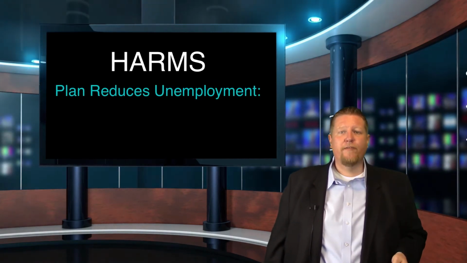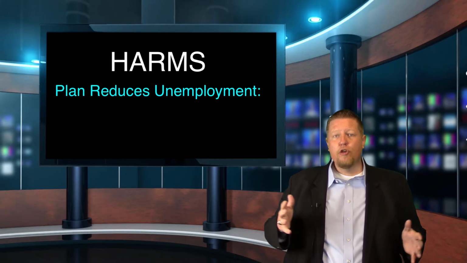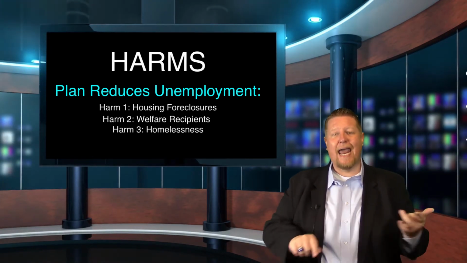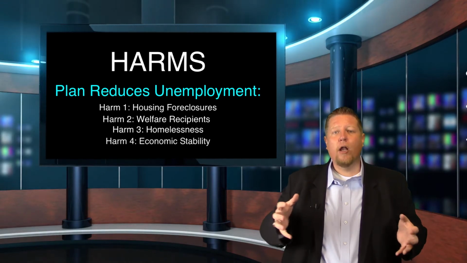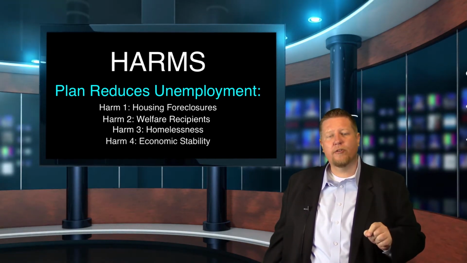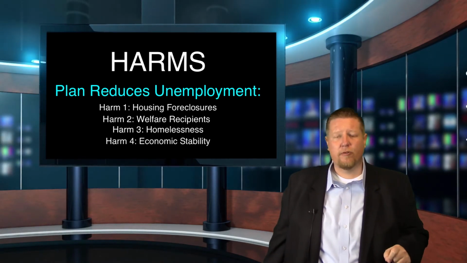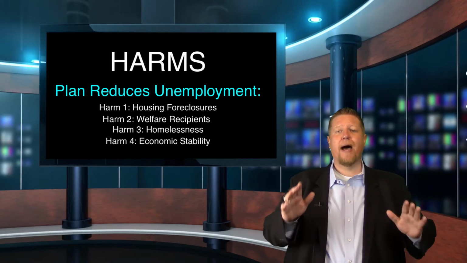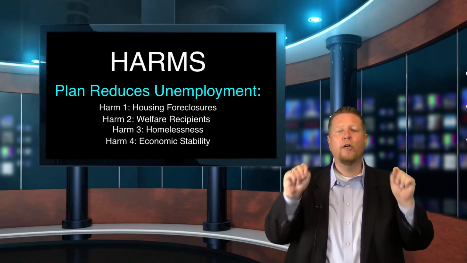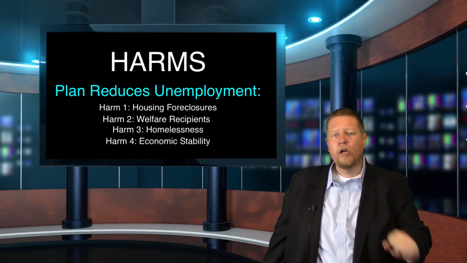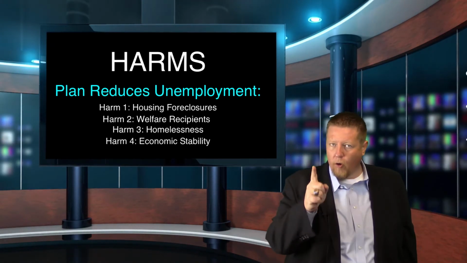So, for example, if your plan reduces the unemployment rate, you might be solving for the harms of housing foreclosures, welfare recipients, homelessness, and economic stability. You could try to pack all of those harms into your affirmative case, but that would mean you'd spend a whole lot of time describing the problem and not enough time describing the solution. Even more importantly, your affirmative case must absolutely, positively, certainly, and definitely solve for all the harms you describe. So if you describe 4 harms in the status quo, your affirmative plan has to solve for all 4 harms.